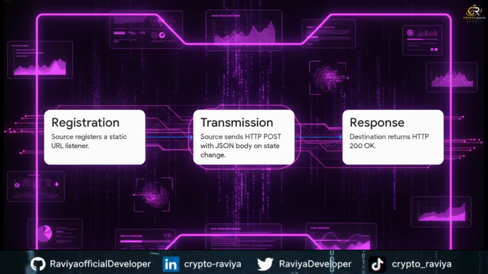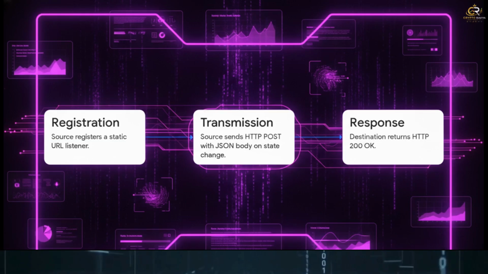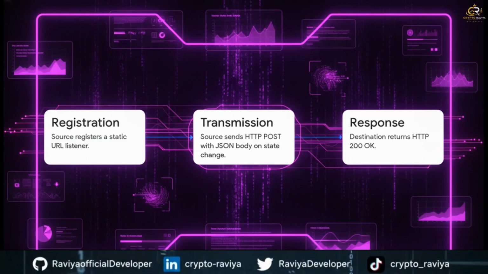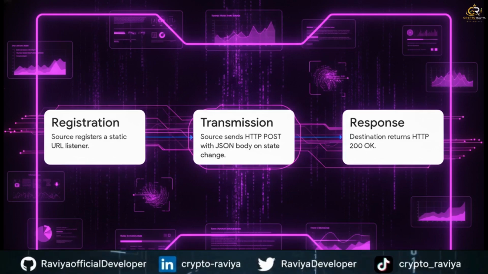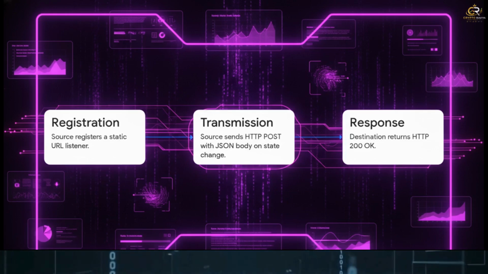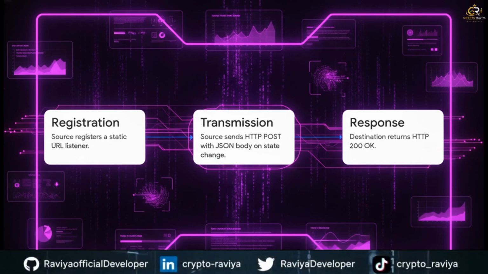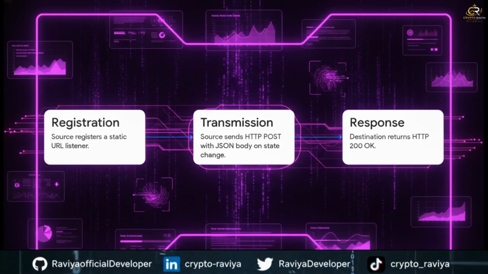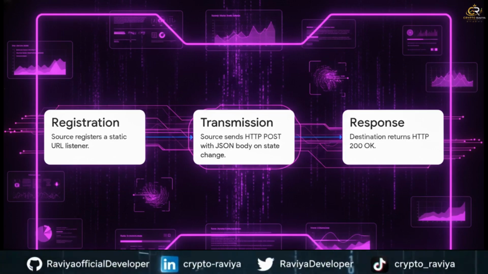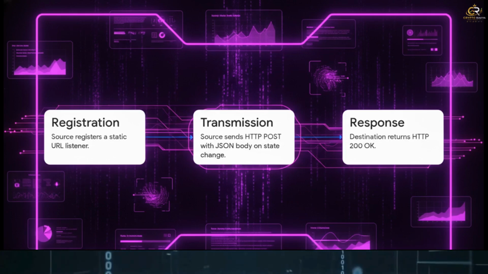Gate number 2 is the transmission. The source detects that state change we just talked about and fires the HTTP POST request packed with that JSON body. And then we hit gate 3, the response, which is highly critical. The destination server has to process that payload and fire back an explicit HTTP 200 OK success status code immediately. If you don't acknowledge that receipt right away, the source system is going to think the delivery failed, and that can trigger automatic retries or worse, get your webhook disconnected entirely.